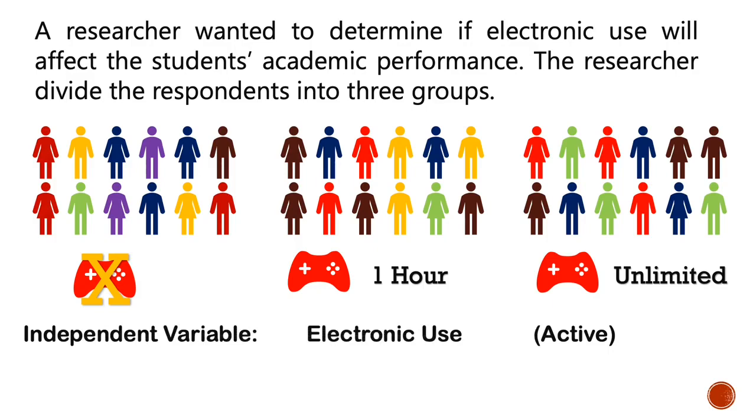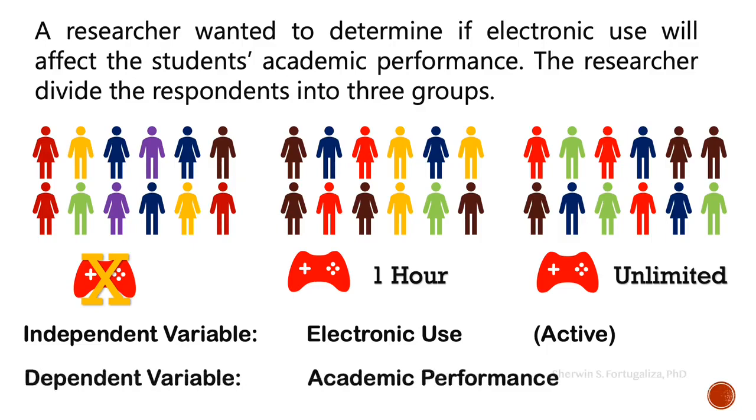And since the researcher manipulated it, this type of independent variable is considered to be active. In this scenario, the dependent variable is the academic performance. It is the variable that changes in response to the independent variable.